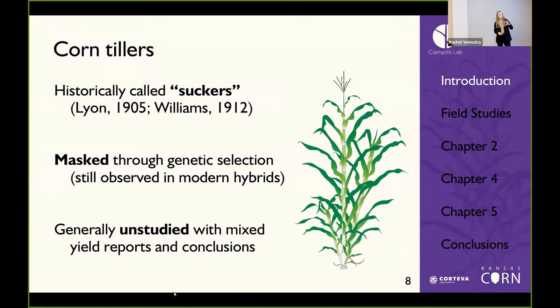Because tillers are kind of an oddball thing in corn, it's generally an unstudied response. The yield reports and conclusions that are out there are really mixed and sparse and don't agree very well. So there's a lot of opportunity to improve the knowledge that we have on tillering in corn.